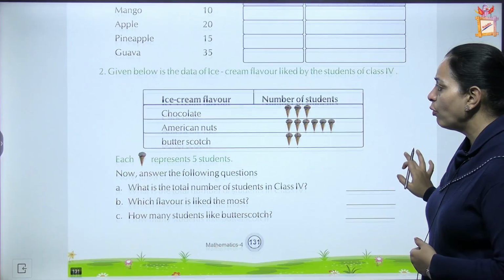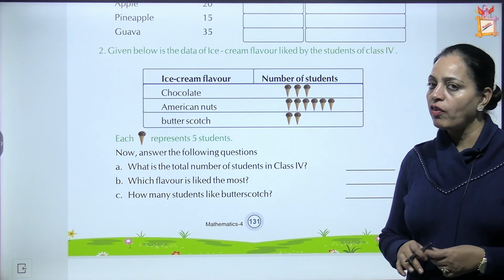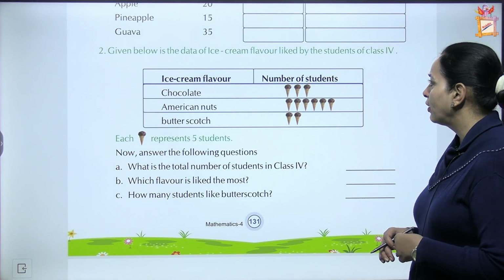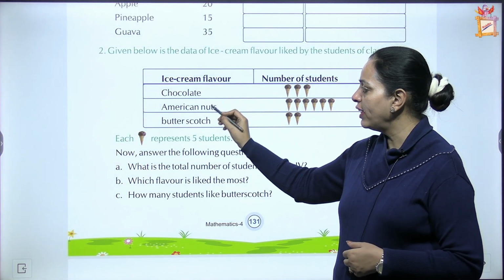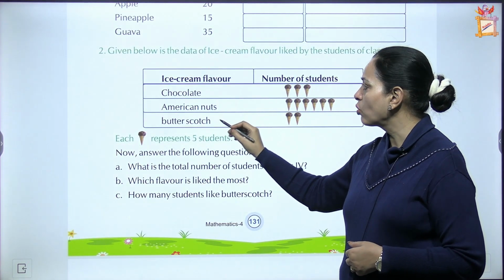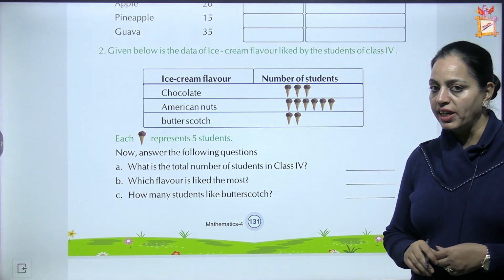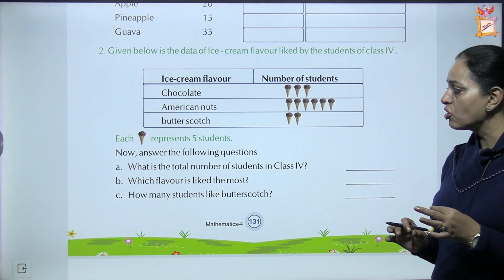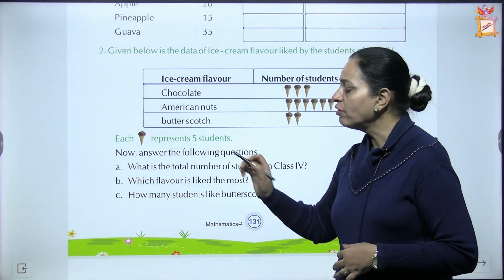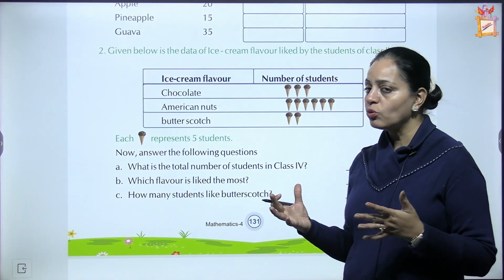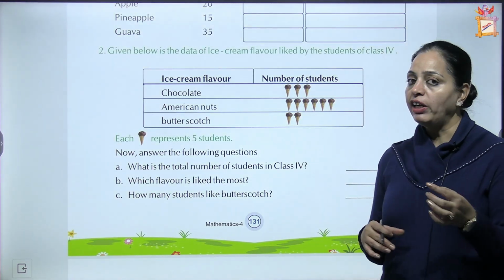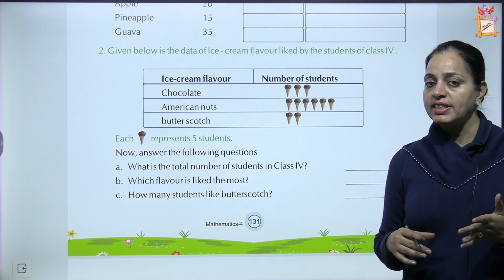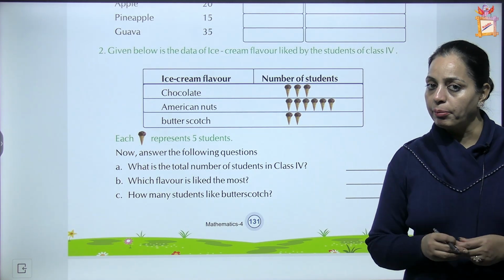Now the second one given below is the data of ice cream flavor liked by the students of class 4, like ice cream flavor: chocolate, American nuts, butterscotch, and here number of students. And you know, one picture represents 5 students because there are so many students, we are not able to draw so many pictures. So in that case we take one symbol representing some particular number, right?